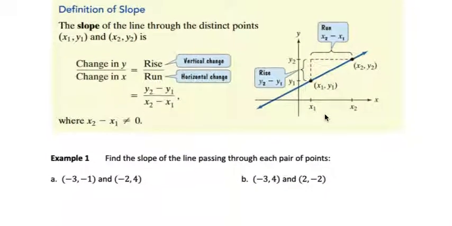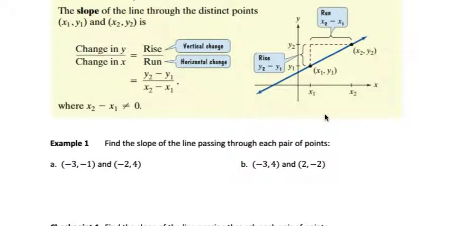So we're going to start with example 1 by finding the slope of the line passing through each pair of points. Now what I like to do when I'm doing slope problems is label my points first. So this is going to be x1, y1, and this is going to be x2, y2. I like to write that above or below the coordinate pairs, and this helps you make sure that you're plugging the numbers in the right places.